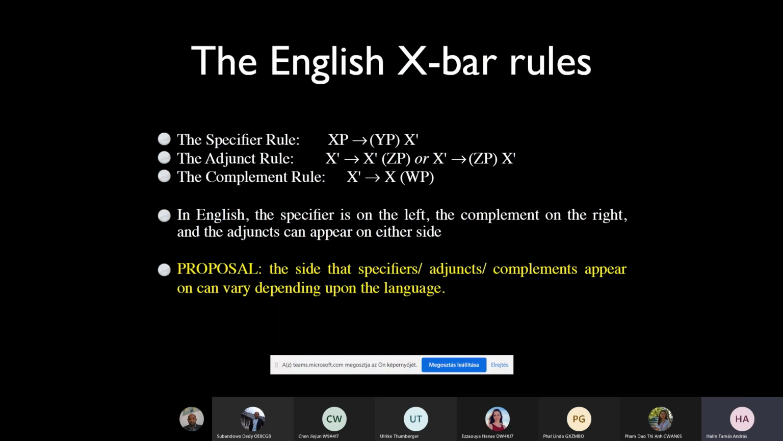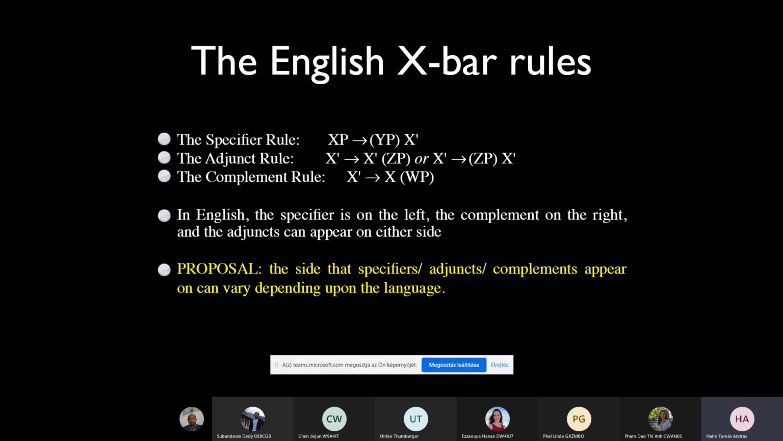And indeed, in English, that's what we see. So the specifier is to the left of the X-bar node. The complement is to the right of the X-bar node, and the adjunct can be either on the left or on the right. This is what we see in English.